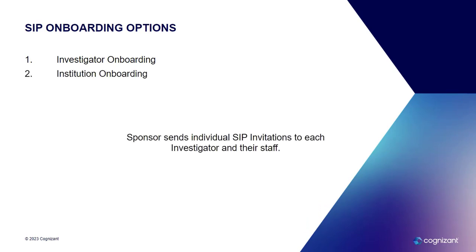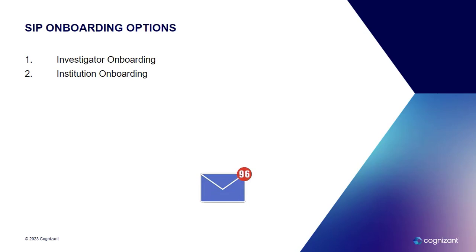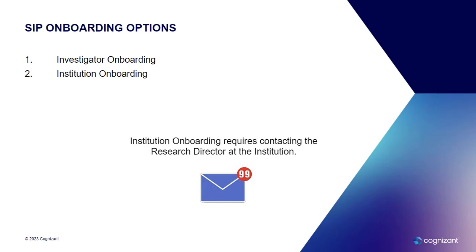1. Investigator onboarding. 2. Institution onboarding. With investigator onboarding, sponsors send individual SIP invitations to each investigator and their staff. Most sponsors send invitations to investigators they have worked with in the past, investigators they are currently working with, and investigators they hope to work with on an upcoming study. With institution onboarding, a sponsor or Cognizant representative reaches out to the research director at an institution to bring the entire institution into SIP.